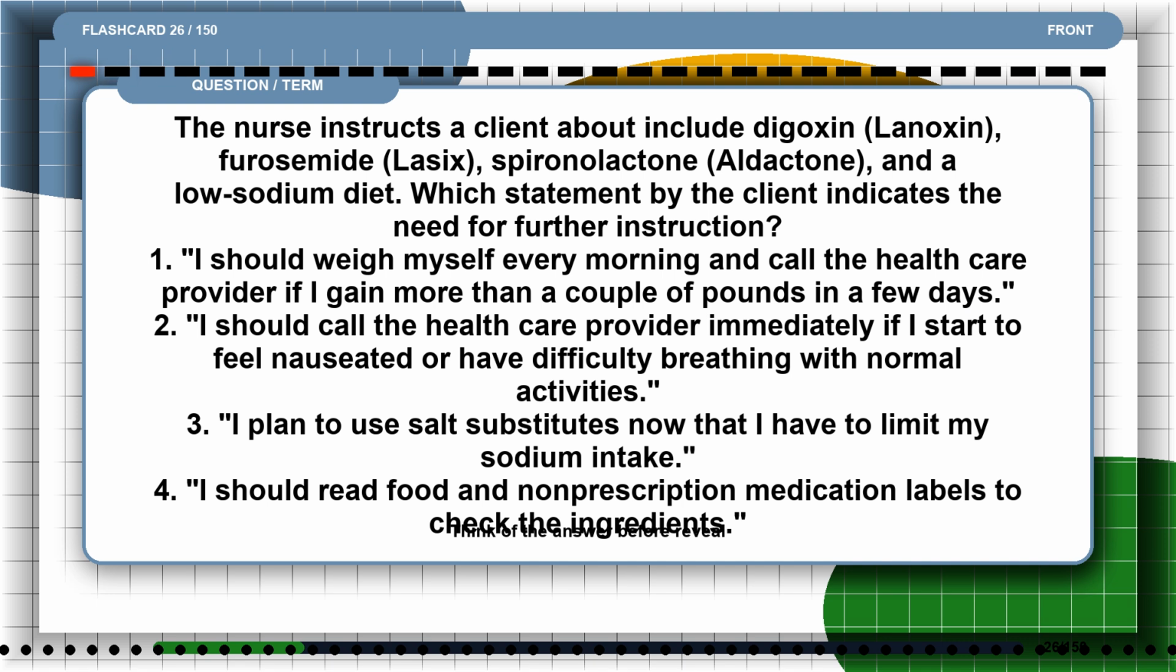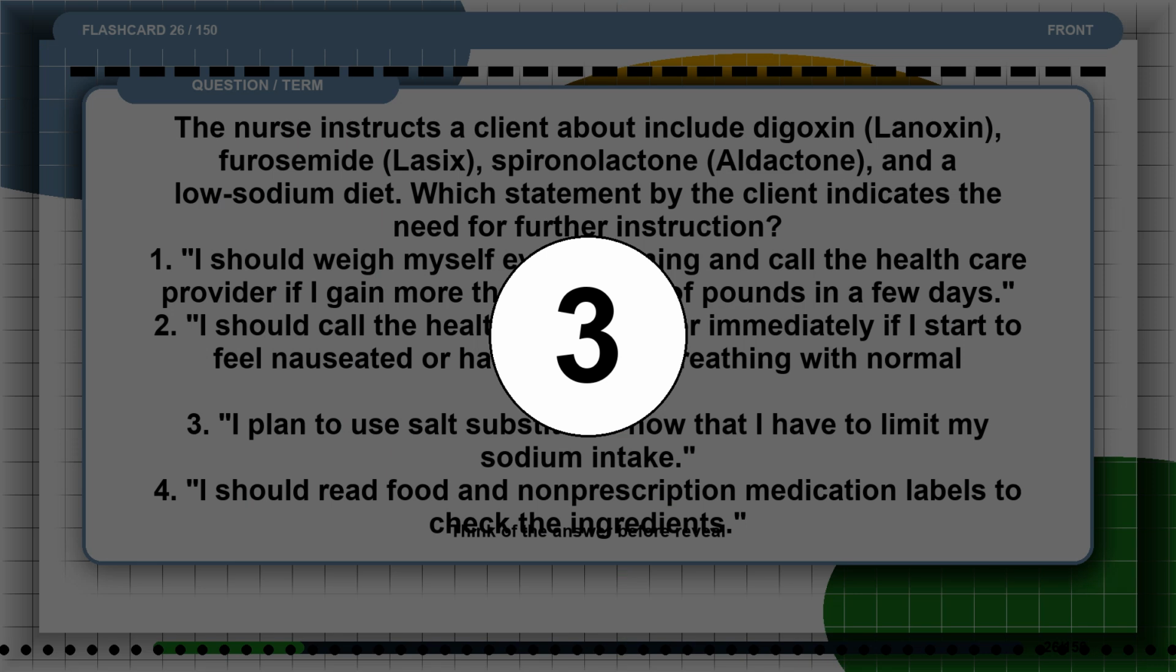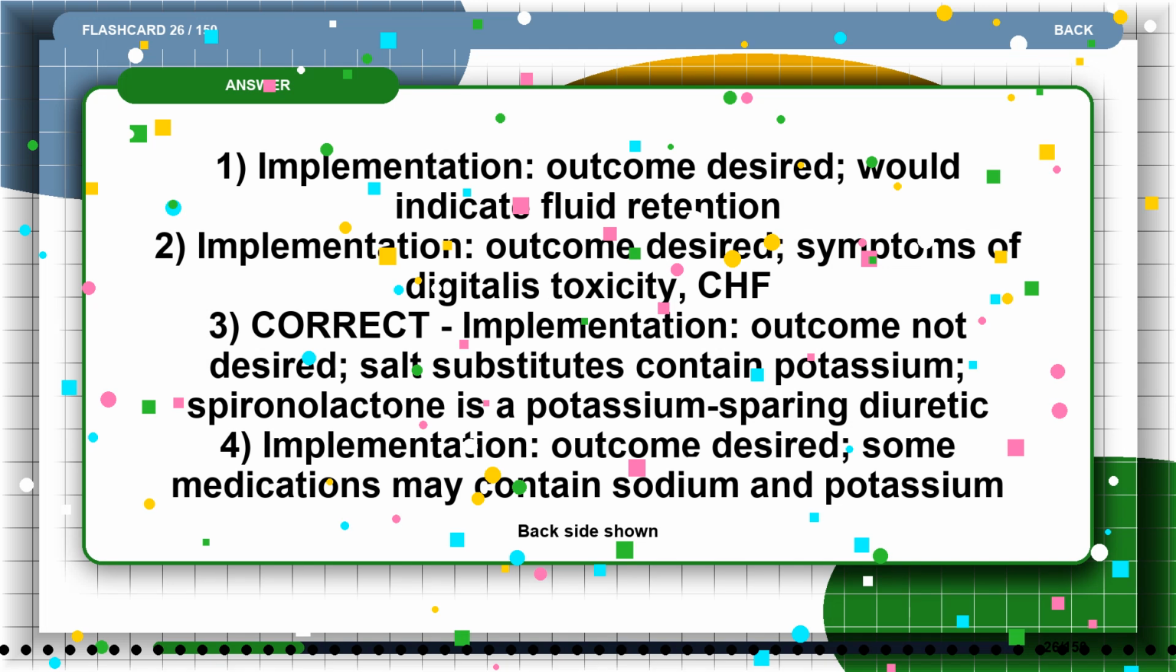Think of the answer before the reveal. The answer is 1. Implementation, outcome desired, would indicate fluid retention. 2. Implementation, outcome desired, symptoms of digitalis toxicity. CHF. 3. Correct. Implementation, outcome not desired, salt substitutes contain potassium. Spironolactone is a potassium-sparing diuretic. 4. Implementation, outcome desired, some medications may contain sodium and potassium.